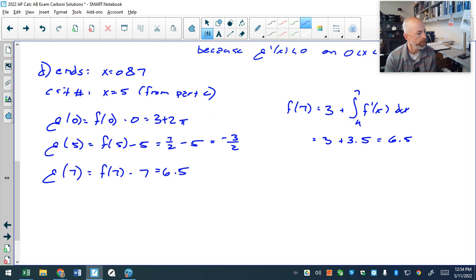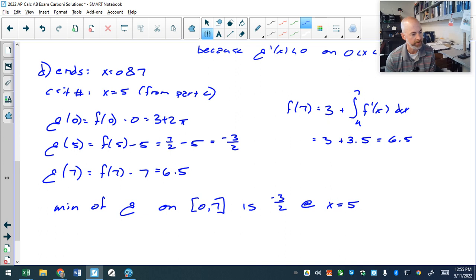And so now I have the value of G at each of my candidates, and it says find the absolute minimum value. So the value is the y coordinate. So the minimum of G, I'll say on the interval 0 to 7, is -3/2. And if you want to kill it dead, you could say at x equals 5. But the answer is the y coordinate.